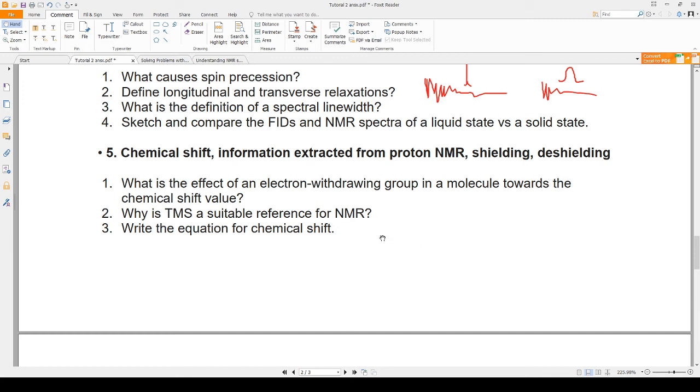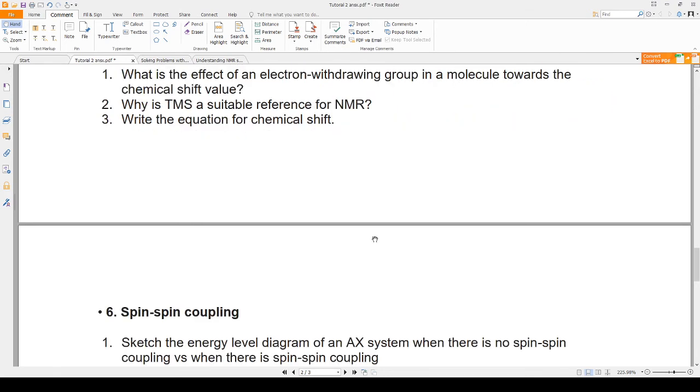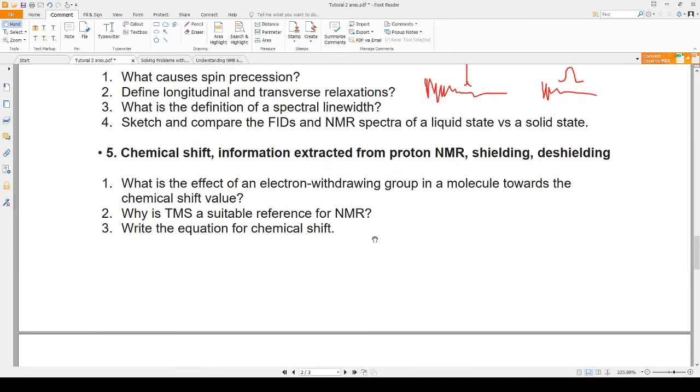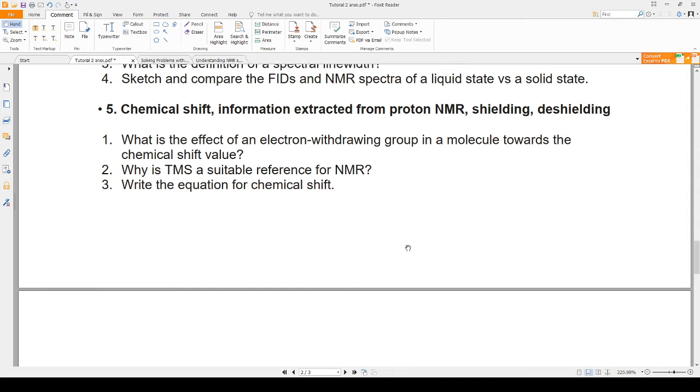Write the equation for chemical shift. This is another equation that I want you to remember, so that it expedites. The chemical shift is in ppm, and it equals the frequency in hertz over the reference frequency, over the magnetic field applied, times 10 to the power of 6.